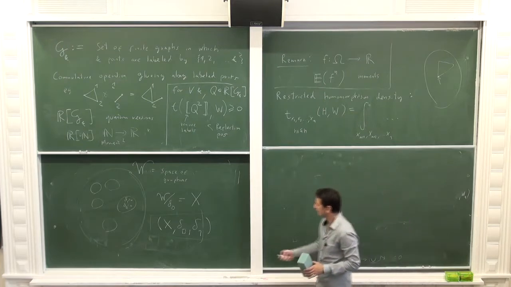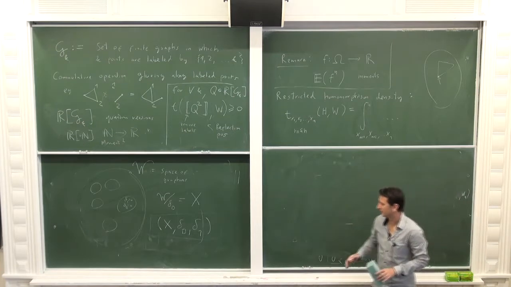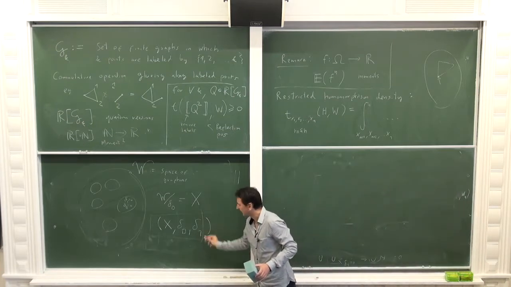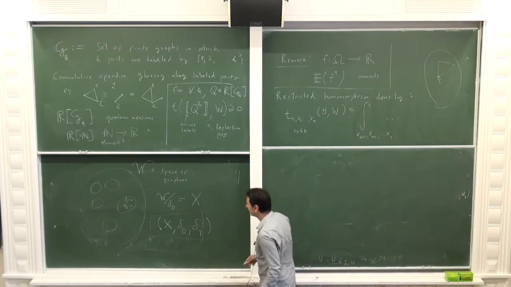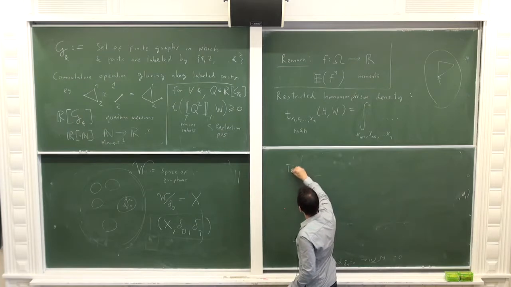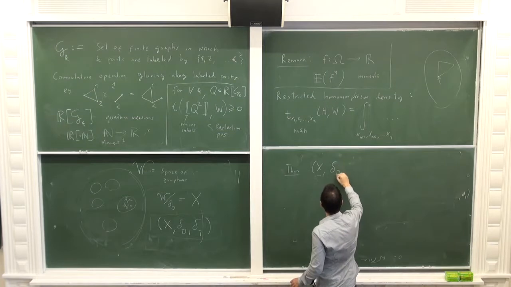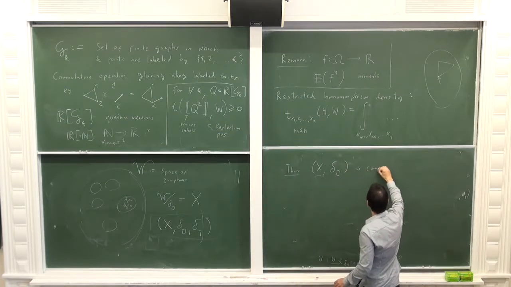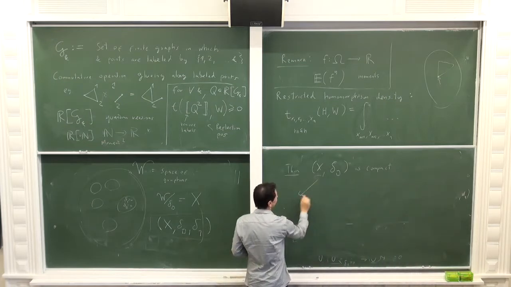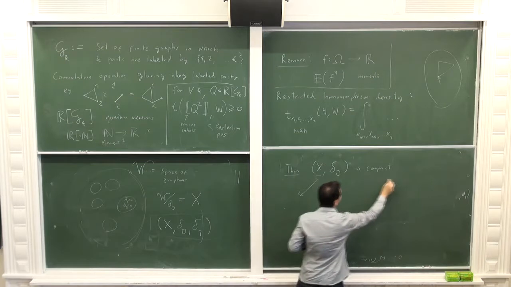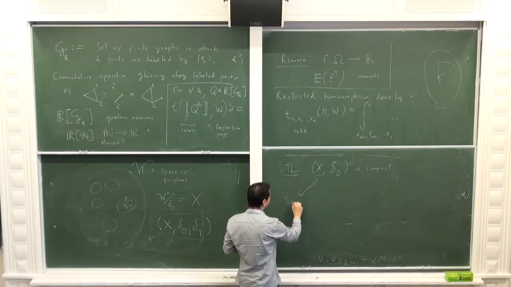I could use delta 2, which comes from the L2 metric, but these are equivalent. So in some applications I change delta 1 to delta 2, but that's not a significant difference. This is a significant difference. And so this theorem that X with delta square is compact is a powerful theorem, and it has various consequences. This is basically the starting point of graph limit theory.